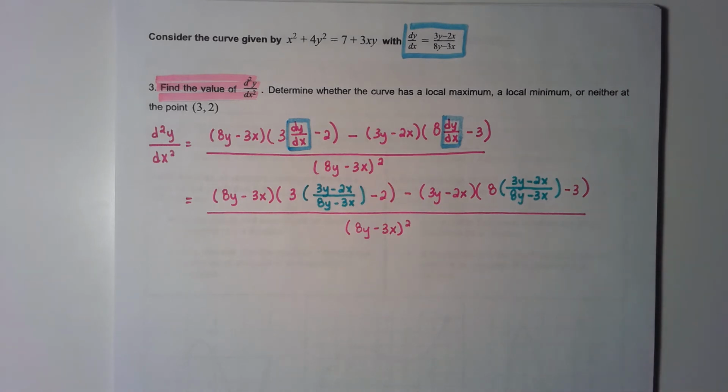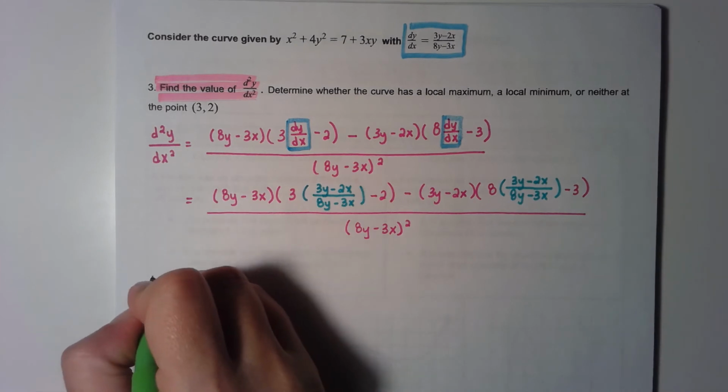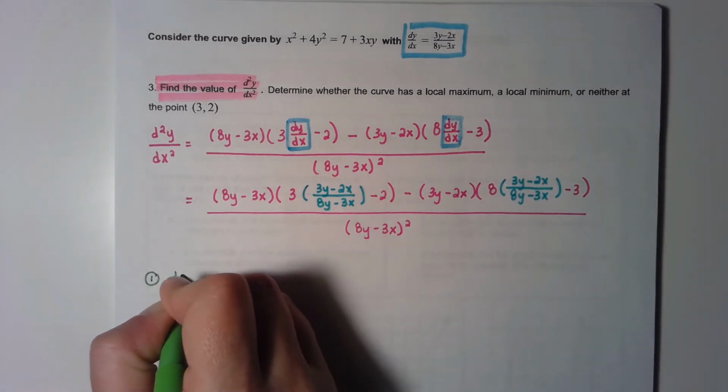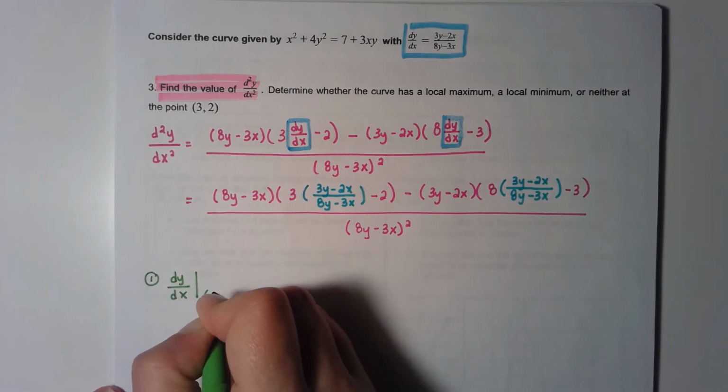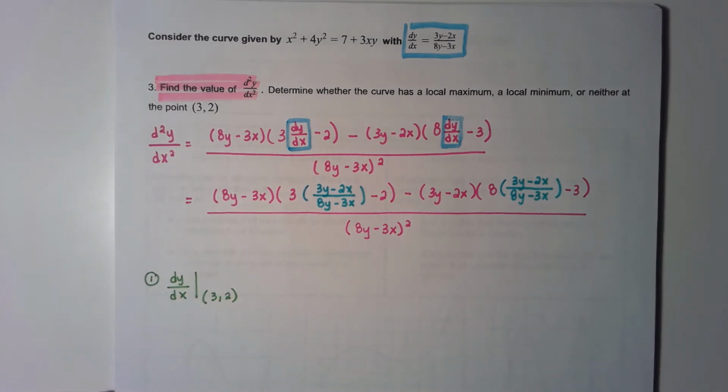The second part of this question says, determine whether the curve has a local max, min, or neither at the point 3, 2. Since I'm dealing with a specific value here, it doesn't say find all the maximums and all the minimums. I'm going to just check out what's happening specifically at that value. So to do this, step number 1 is going to be to plug in those values into the first derivative. Because remember, the first step is we've got to have a critical point. The first derivative has to be equal to 0 or undefined.